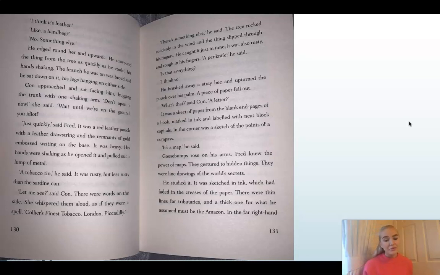So now there's been 3 main objects that have been inside this red pouch. Can you remember what they were? That's right, it was a tobacco tin, it was a penknife, and it was a piece of paper that was a map.